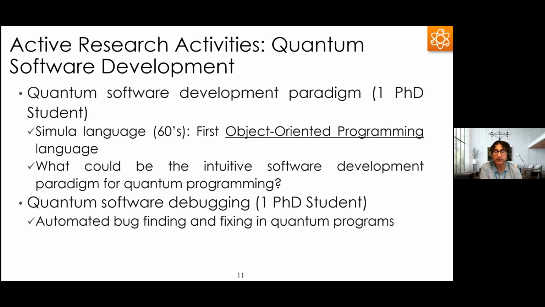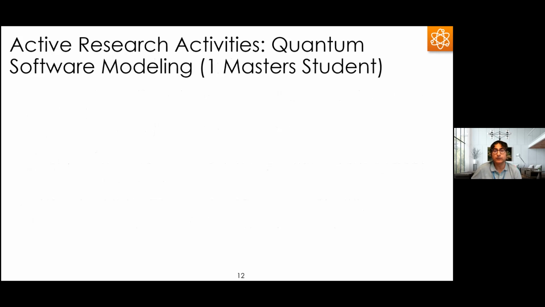So it's very challenging to automatically debug quantum programs without violating some properties of quantum programs. So this PhD student will work on coming up with new tools to automatically find bugs, their location, and how to fix them. And we have one master student who is trying to look into how to build these abstractions on top of programming languages.